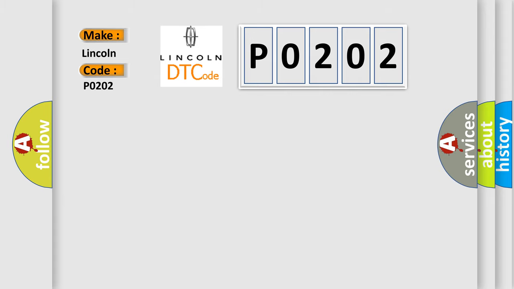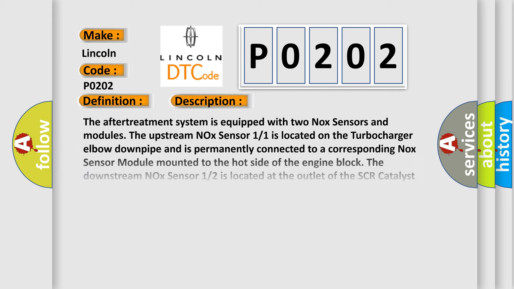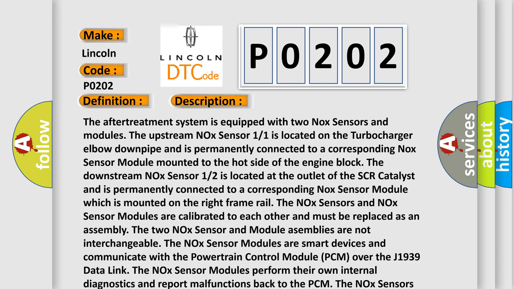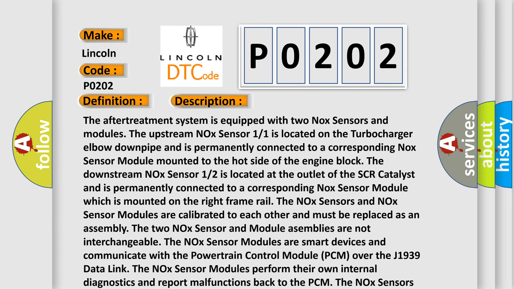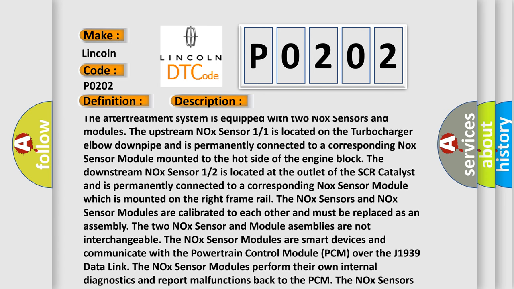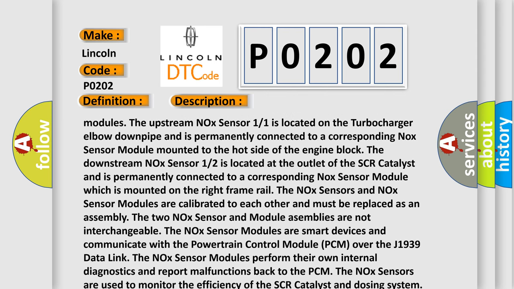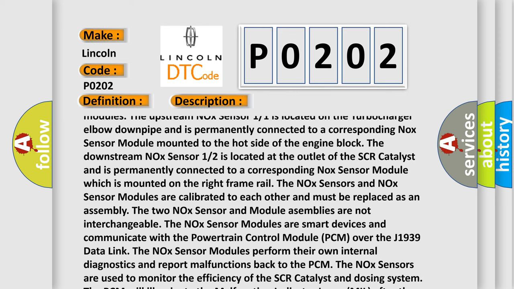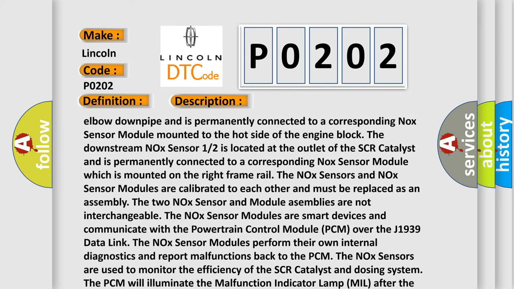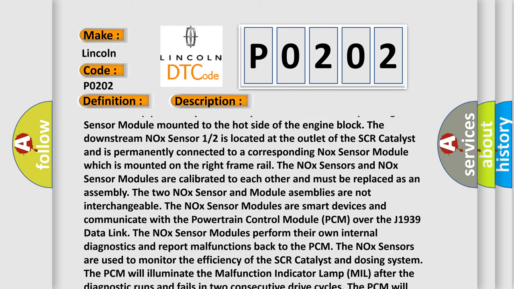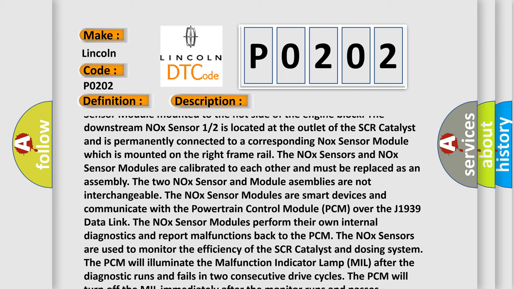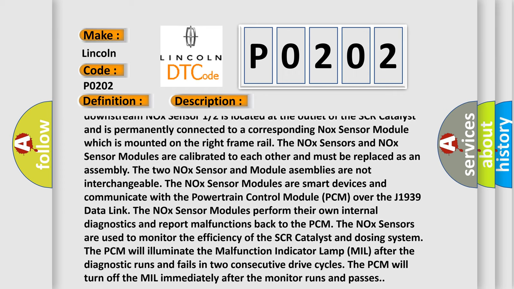The basic definition is lost communication with NOx sensor. And now this is a short description of this DTC code. The aftertreatment system is equipped with two NOx sensors and modules. The upstream NOx sensor 11 is located on the turbocharger elbow downpipe and is permanently connected to a corresponding NOx sensor module mounted to the hot side of the engine block. The downstream NOx sensor 12 is located at the outlet of the SCR catalyst and is permanently connected to a corresponding NOx sensor module, which is mounted on the right frame rail. The NOx sensors and NOx sensor modules are calibrated to each other and must be replaced as an assembly. The two NOx sensor and module assemblies are not interchangeable.